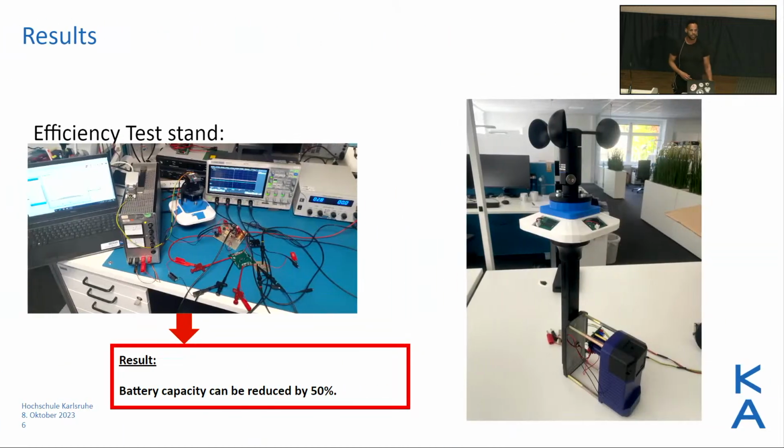And then I tested my prototype, how efficient it is. Combining the information of the efficiency of the prototype and the theoretical information I had, I could reduce the battery capacity by 50%, and that's a good result for the first prototype.